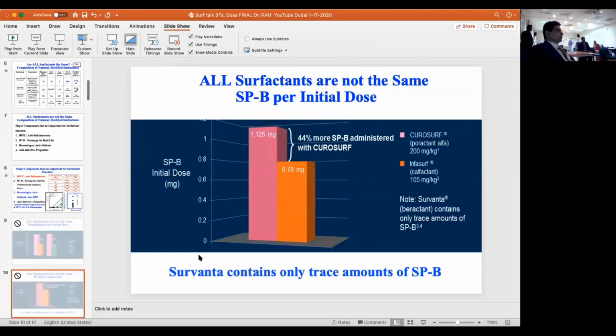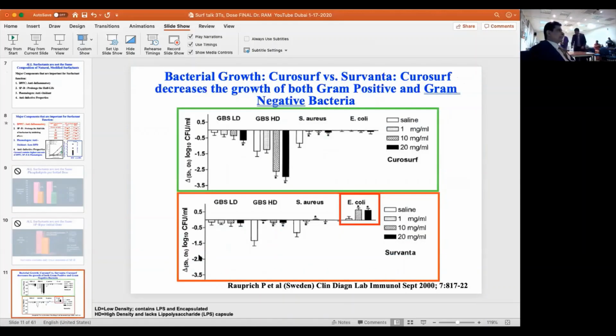Again, studies published almost 40 years ago looked at fighting gram-negative bacteria. One surfactant inhibits the growth of gram-negative bacteria, while another surfactant only inhibits gram-positive bacteria, but not gram-negative. There are differences in antibacterial properties between the two surfactants.